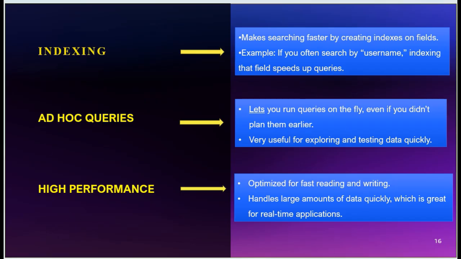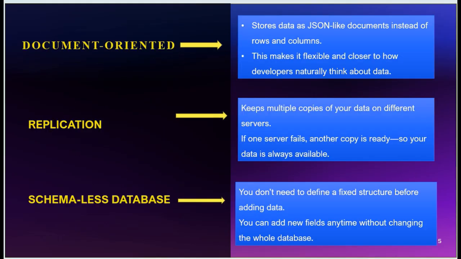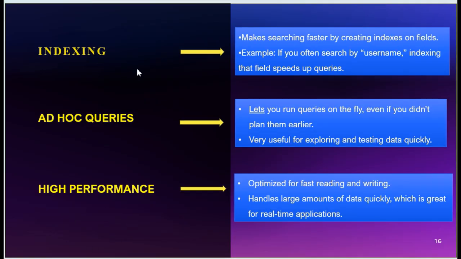So these are all the features of MongoDB: aggregation, grid file system, sharding, document oriented, replication, schema-less database, indexing, ad hoc queries, and high performance. Ad hoc means it is nothing but for this specific purpose. So this is all about the features of MongoDB.